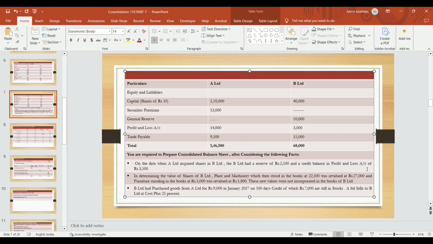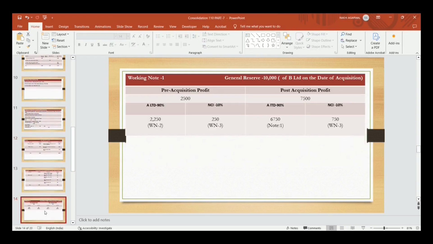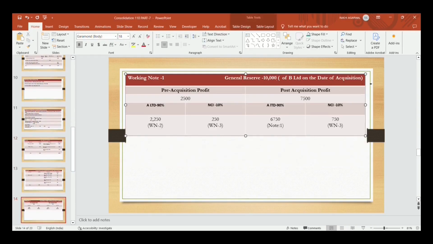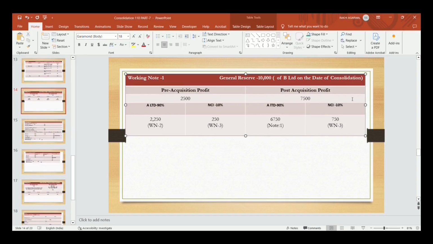And the credit balance in profit and loss account of B Limited is 3,500 at the time of acquisition. Now there is a profit of 3,000, so there is a loss of 500, that is the post acquisition loss. Firstly, we will make a note of the general reserve 10,000 of B Limited on the date of consolidation, 2,500 at acquisition, and post general reserve becomes 7,500. This 2,500 is bifurcated between A Limited and NCI at 90%. 2,500 into 90% becomes 2,250 and 10% becomes 250, that goes to NCI. And 7,500 is the post general reserve.